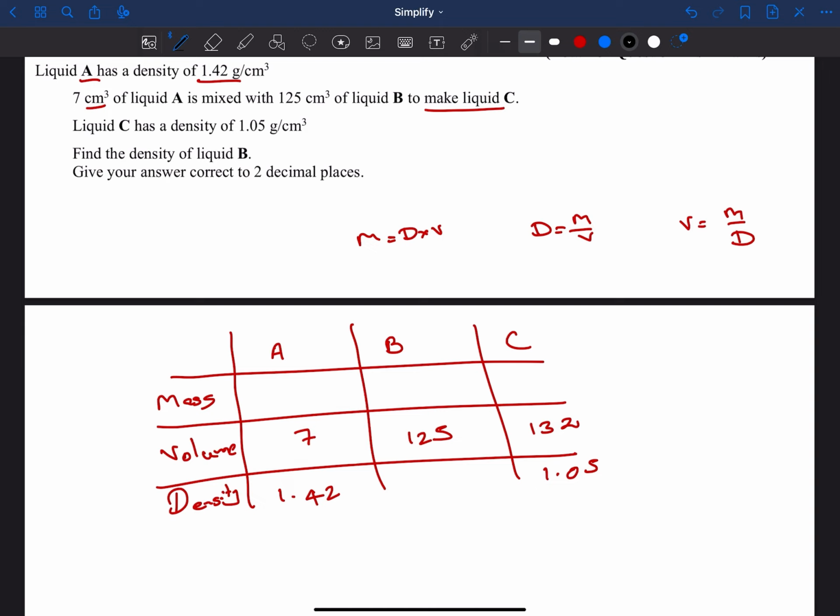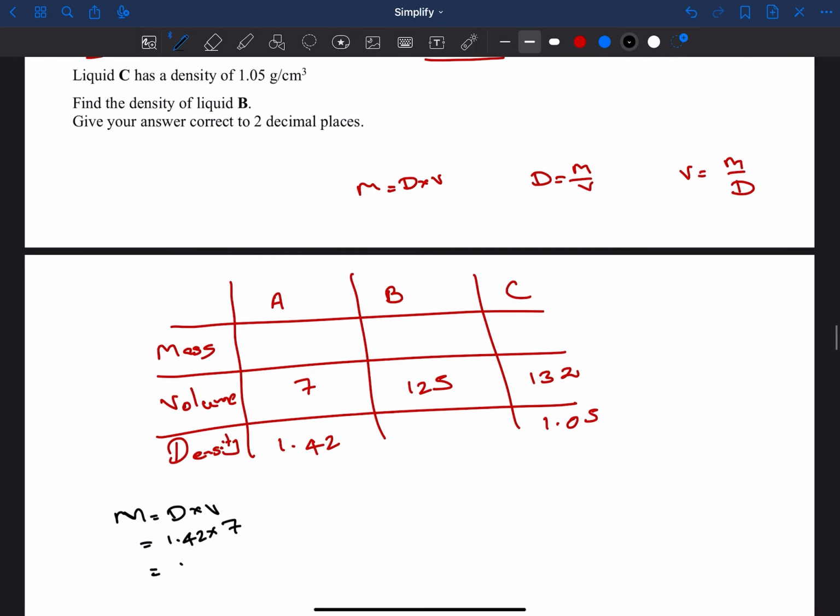So if I'm looking at this, what is the mass for A? The mass for A, mass is equal to density times volume. What is density? 1.42 times volume is 7. 9.94.